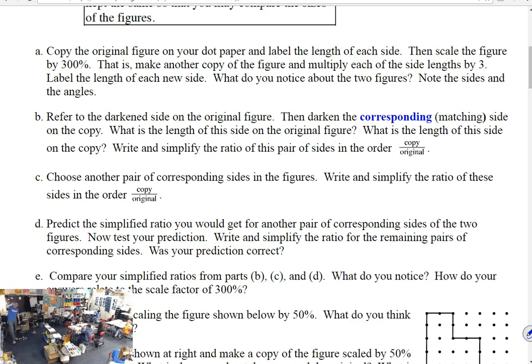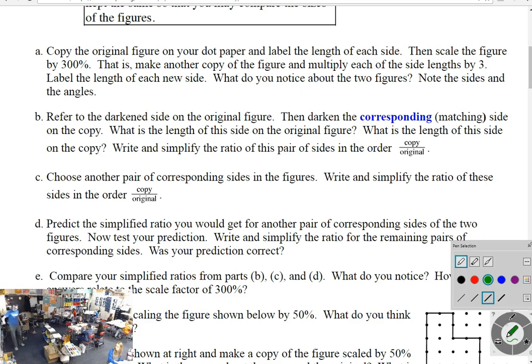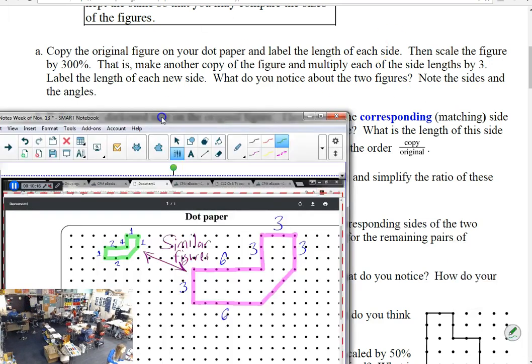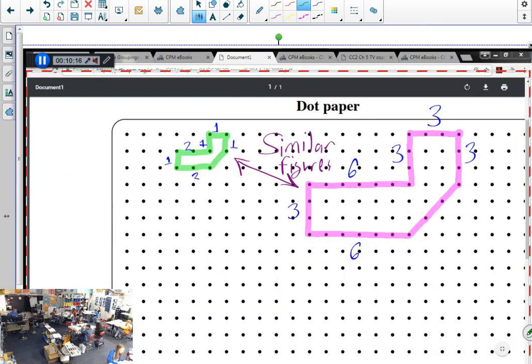Excuse me, but they have to correspond. So if I use this 3, I'm going to use this 1. So use some corresponding lengths, set up some ratios. They should all be equal. So we are setting up ratios of the copy to the original. So if I look at this 3, I have to use this 1 because they are corresponding pieces, the left side height. So that ratio would be 3:1.